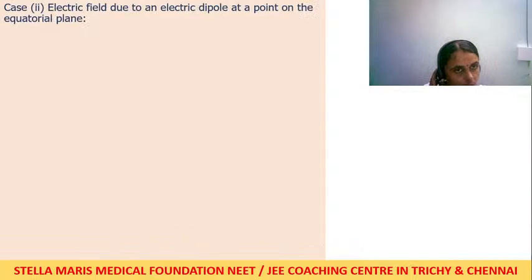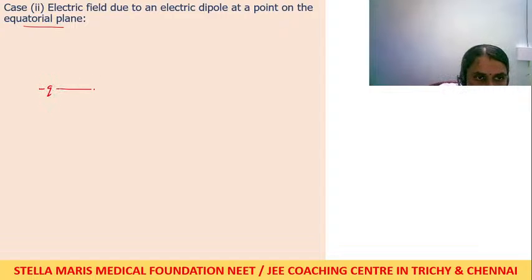So the next one is the equatorial plane. The electric field due to an electric dipole at a point on the equatorial plane. Here we are going to consider a point. This is the electric dipole, and here we are going to consider a point.